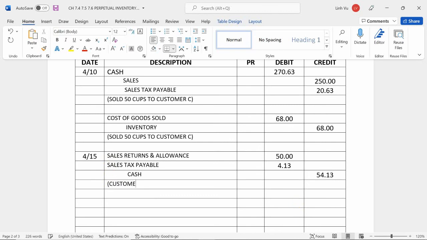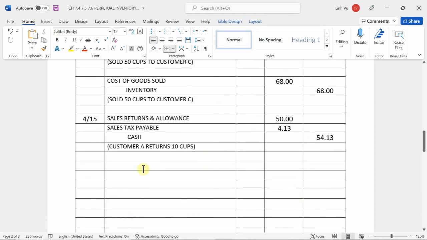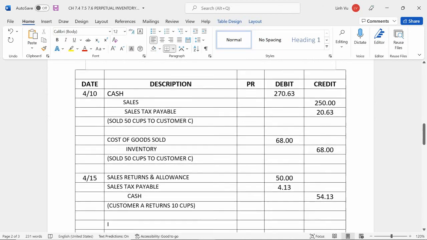And of course, I need to make a note here that customer A returns 10 cups. Now in this case, let's take a look. Customer A actually came in and returned 10 of those cups and we gave a full refund. So what does that tell me? They're actually returning the product. So what does that tell me? Inventory change. I have to put it back into inventory. So in this case, inventory. Well, actually, inventory is supposed to be cups, but that's okay.